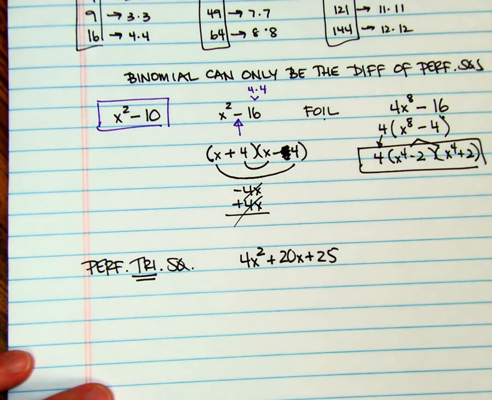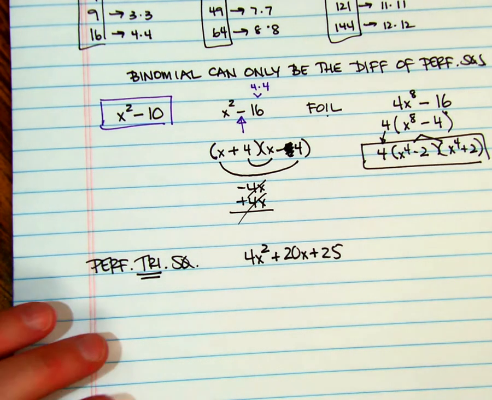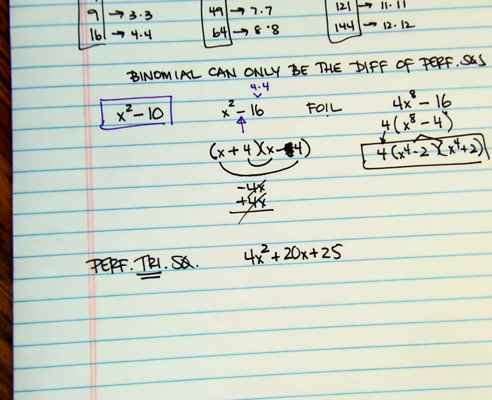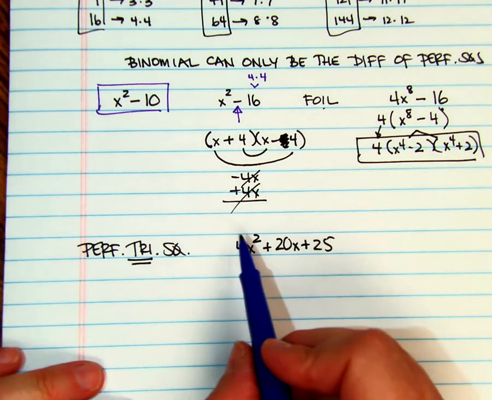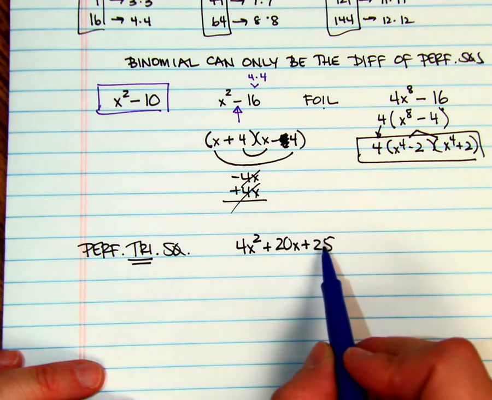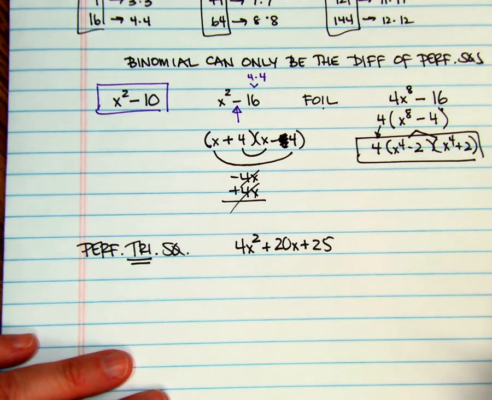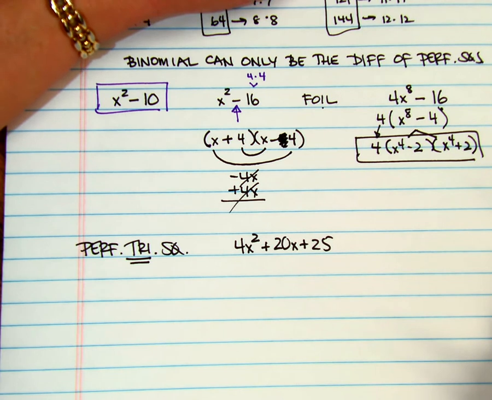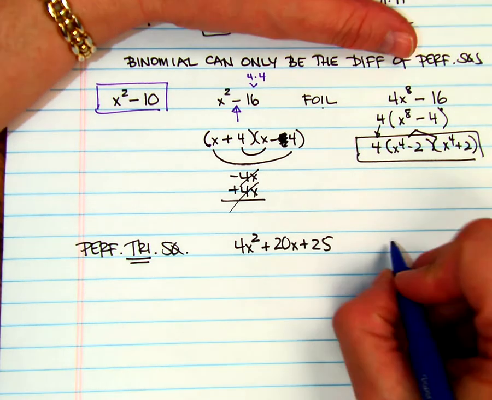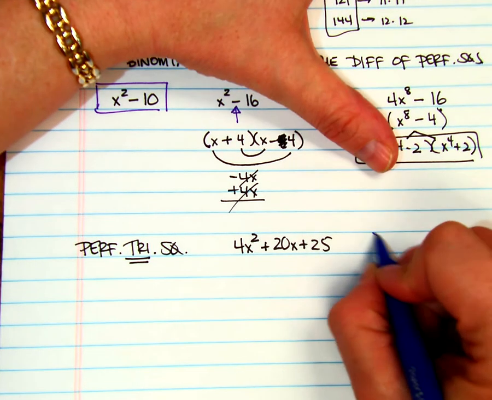Okay, so 4x squared plus 20x plus 25. If I were to do product sum, it would still work, but I'm getting a fairly large number here. So if I would get a big number for the product, I would probably check to see if it is a perfect trinomial square. You have 3 questions to ask.